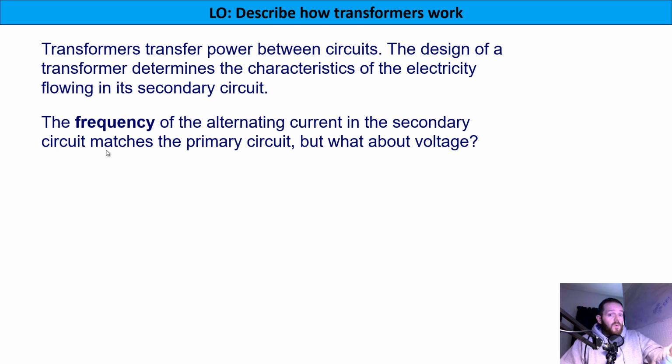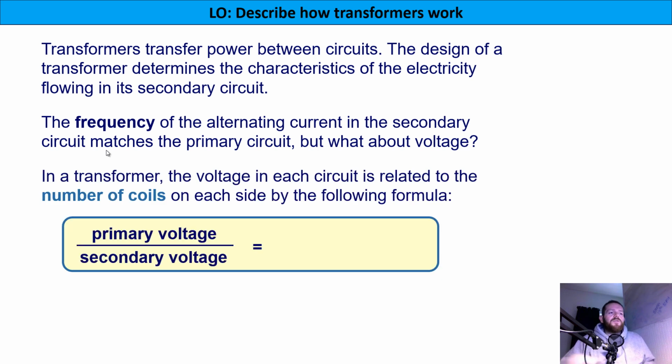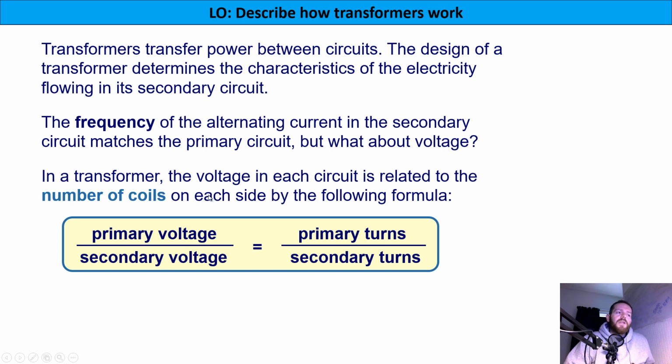So what is it about the voltage? What happens then? So in a transformer, the voltage in each circuit is related to the number of coils on each side by the following formula. So the primary voltage divided by the secondary voltage will equal the primary turns divided by the secondary turns.